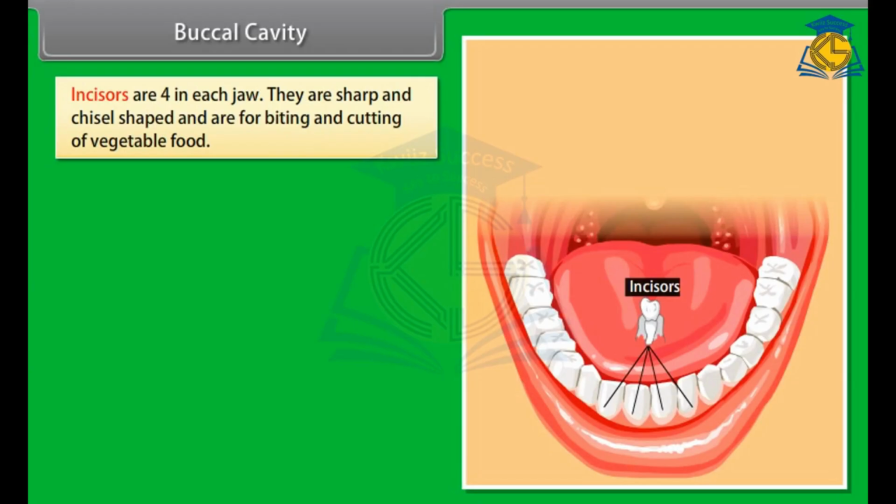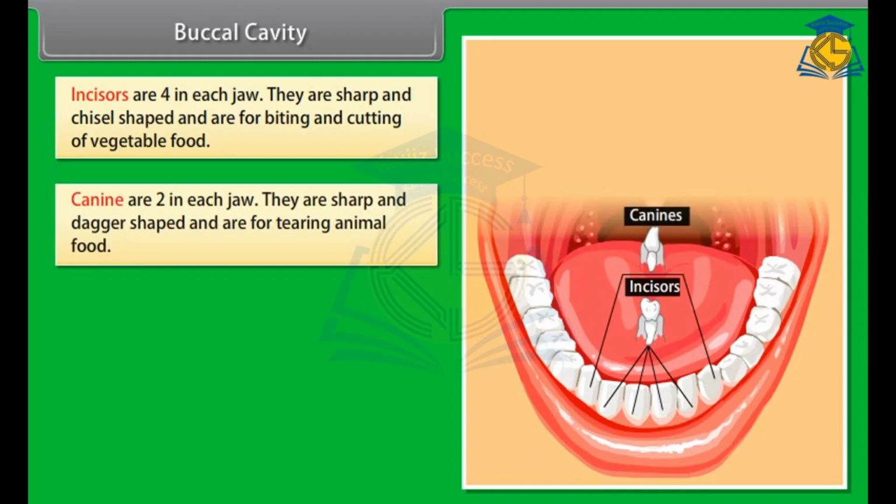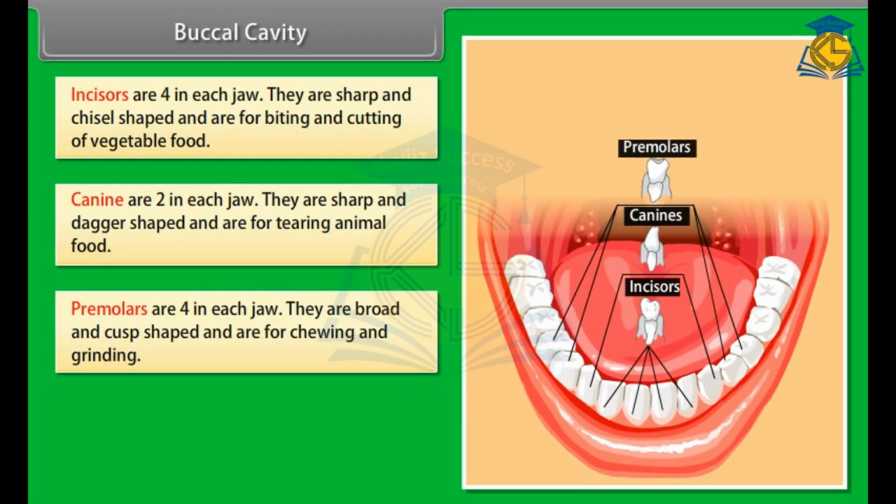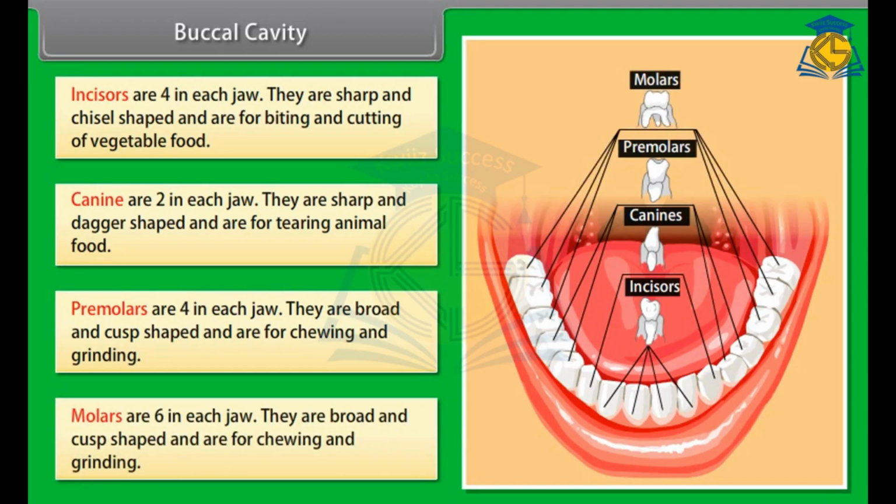Incisors are 4 in each jaw. They are sharp and chisel-shaped and are for biting and cutting of vegetable food. Canine are 2 in each jaw. They are sharp and dagger-shaped and are for tearing animal food. Premolars are 4 in each jaw. They are broad and cusp-shaped and are for chewing and grinding. Molars are 6 in each jaw. They are broad and cusp-shaped and are for chewing and grinding.